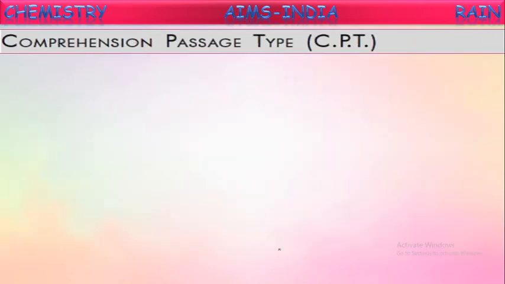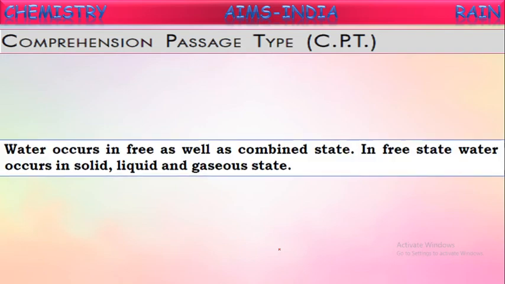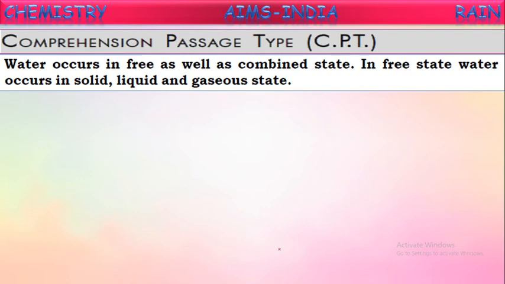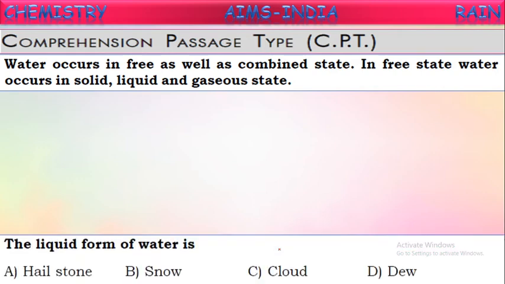Okay, next one. Comprehension passage type. In this kind of question, they give a small paragraph, and related to the paragraph, questions are given. See the paragraph given. Water occurs in free as well as in combined states. In free state, water occurs in solid, liquid and gaseous forms. So now let us see the questions related to this.